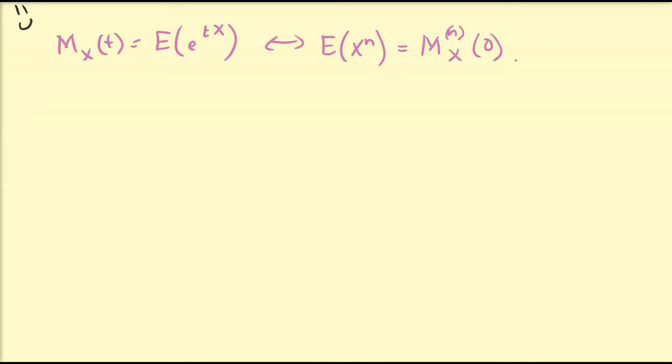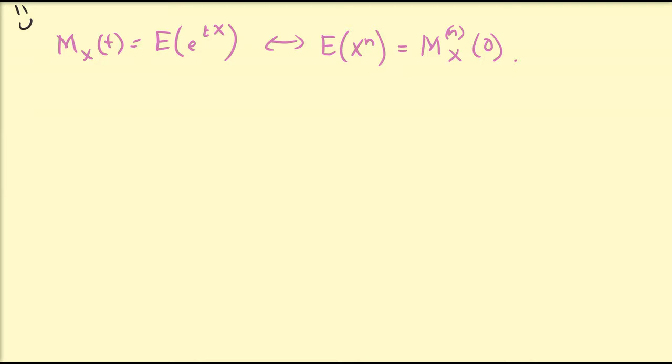So the moment-generating function, recall, is defined to be equal to the expectation of the random variable e to the tx. We used this relationship to prove the identity that the nth moment of the random variable x is precisely equal to the nth derivative of the moment-generating function of x evaluated at 0.